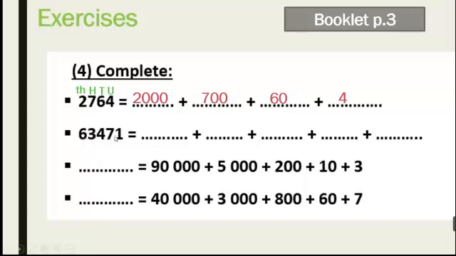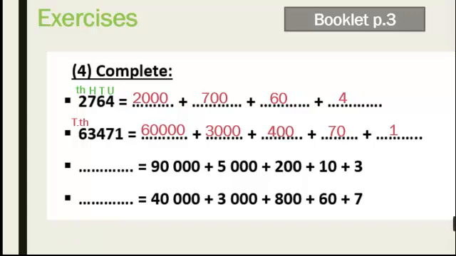Next one, I have a 5-digit number. So I will have units, tens, hundreds, thousand, and 10,000. I will start with the biggest one, which is 6 in the 10,000 place. So it will be 60,000. 6 and 4 zeros. Next one, 3 and 3 zeros. 4 in the 100 place, it will be 2 zeros. 7 in the tens place, only 1 zero, and 1 without any zeros. This is the expanded form.